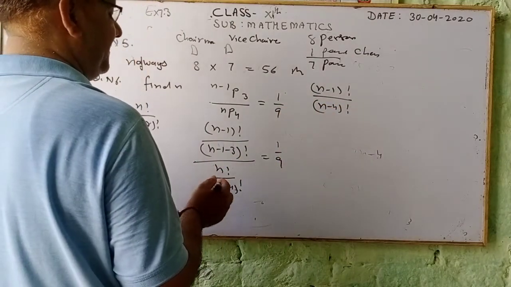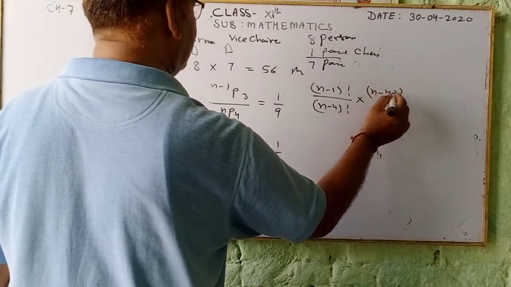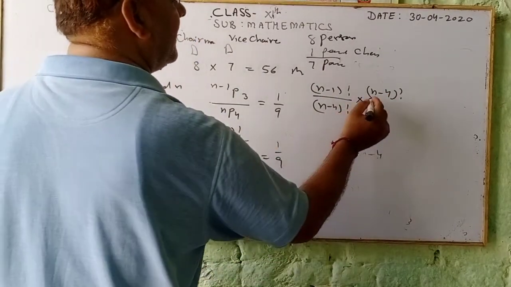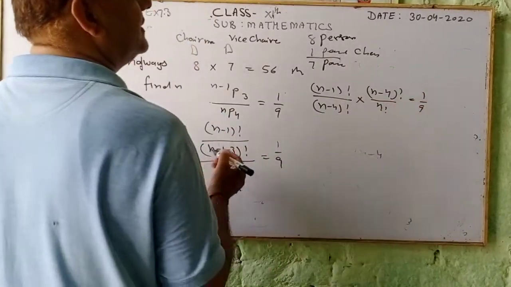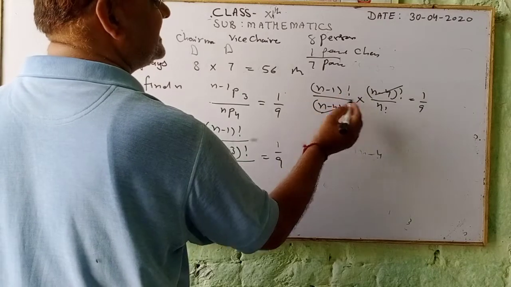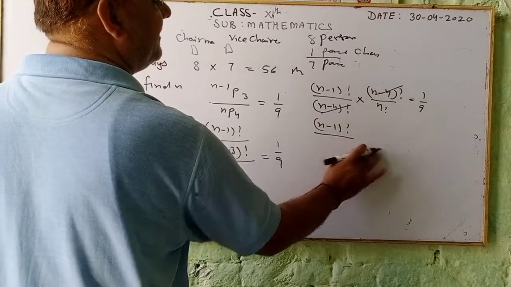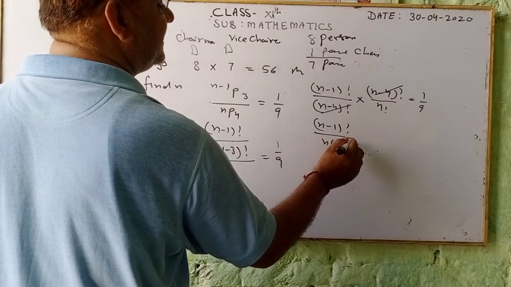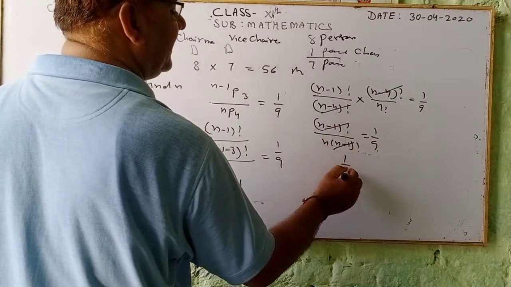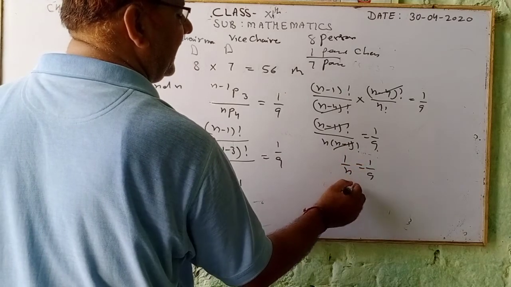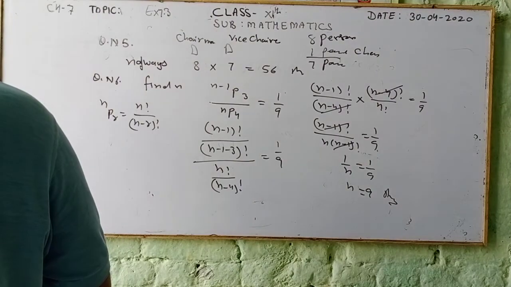Also we are taking n minus 4 factorial and n factorial equal to 1 upon 9. So we cancel out this, and this can be written as n minus 1 factorial. n factorial can be written as n into n minus 1 factorial, equal to 1 upon 9. Also cancelled out. So 1 upon n equals 1 upon 9, and n equals 9. You get the answer, n equals 9.